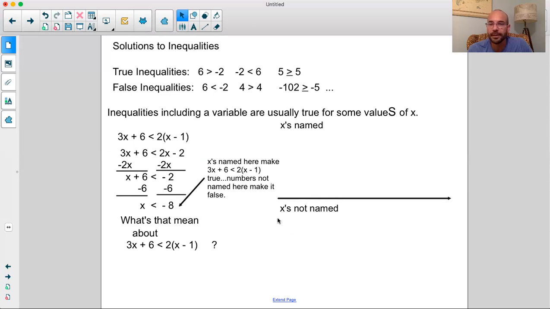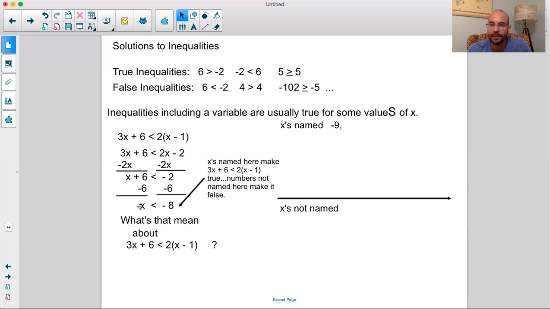And then I want to talk about the numbers that are not being named in this line, and I want to show you that at least one of those does not work. And we'll start getting a better idea of what this means about our inequality. So here's some x's that are named here. -9. And again, I need you to pause for a second and think, well, how's that possible? I see the number -8. Well, what I'm saying is -9 is one number that's being described here. -9 is one of the many x values that are lower than -8.